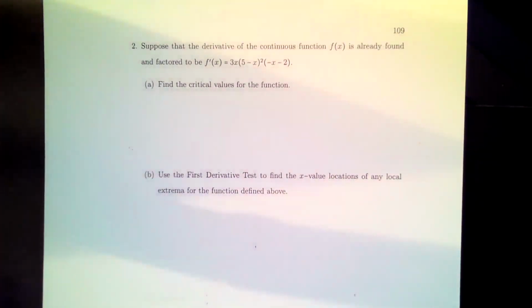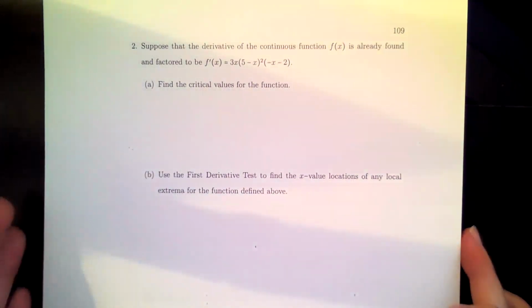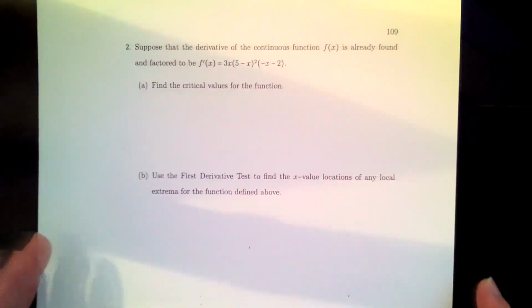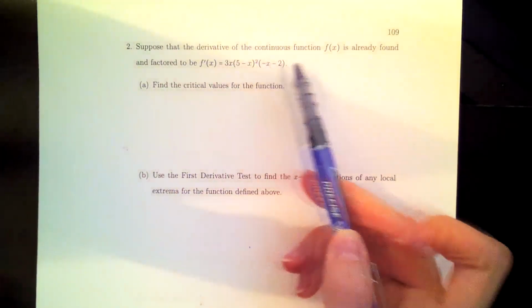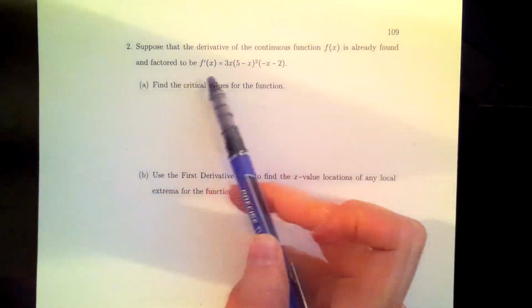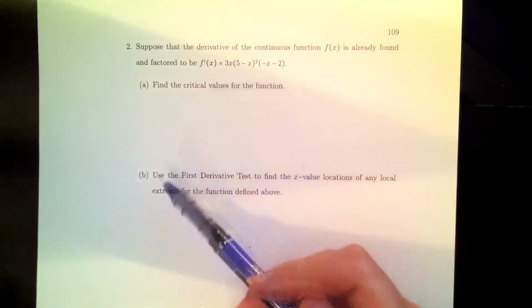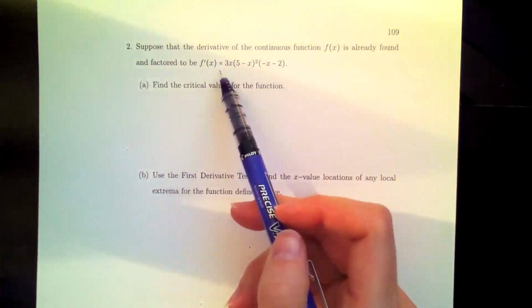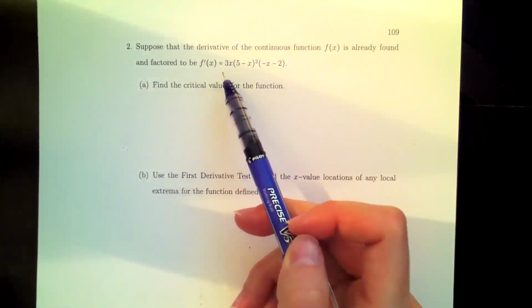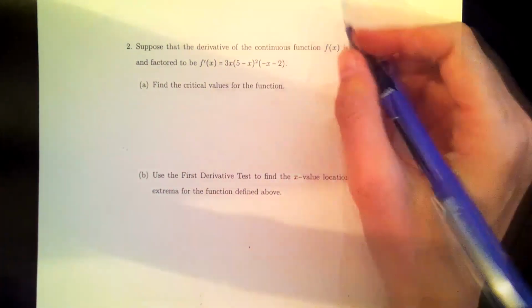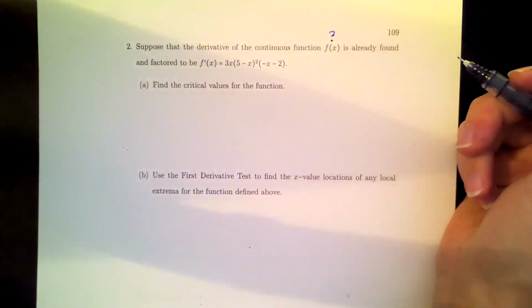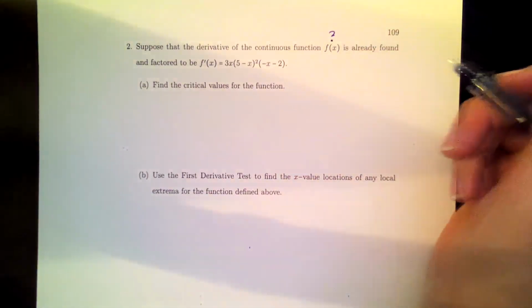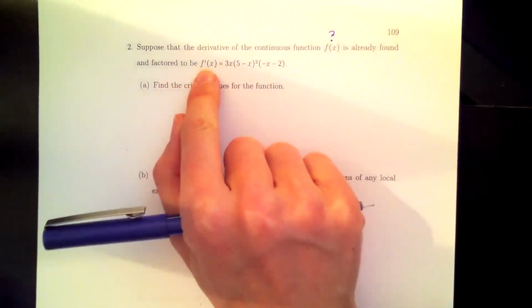Now, number 2 is slightly different. We're going to be doing the same stuff, but they present the data differently. It says, suppose that the derivative of the function f is already found and factored to be this. So if we pause here without reading the rest of it, they didn't give me what the original function was. They didn't tell me what f was. We don't know what f is equal to, but they did give me the derivative function.